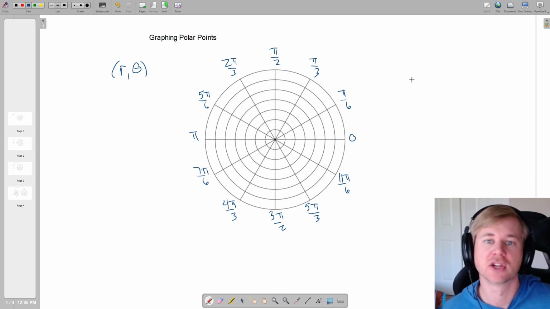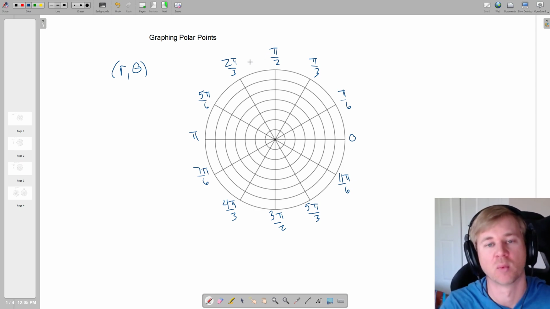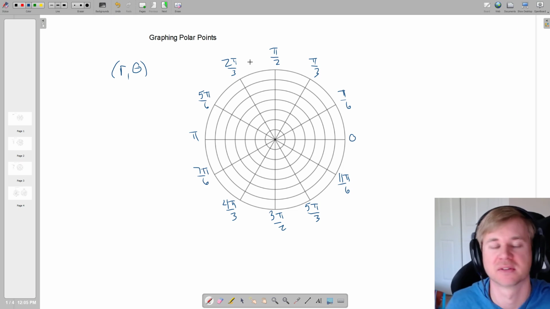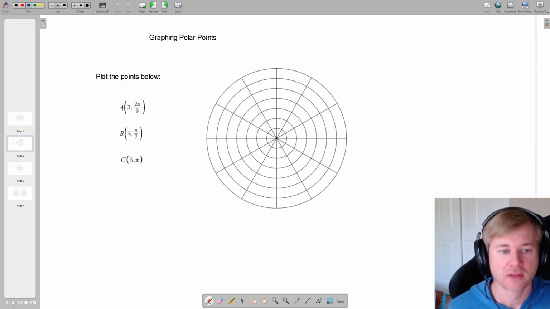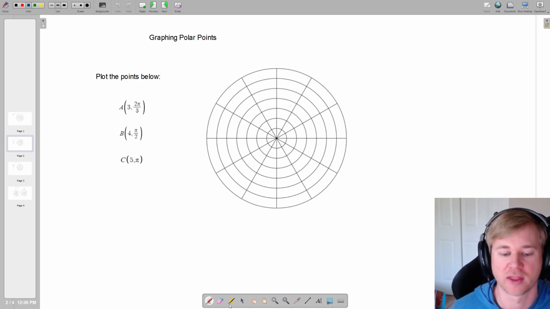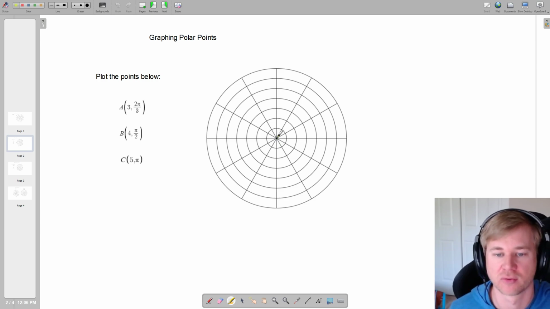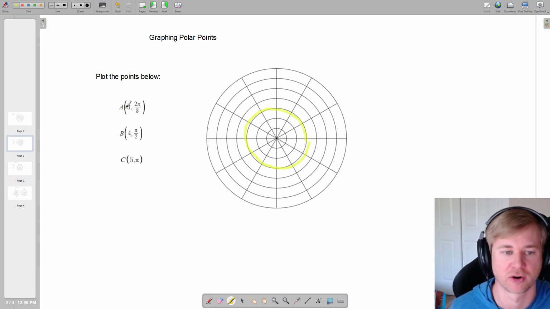So the first thing you're going to do is just think, okay, it works like the unit circle. I'm going to tell you what ring we're on and then what the angle is. When there's no negatives, it's pretty easy. So let's graph a couple points. First one, plot A: 3, 2 pi over 3. What 3 tells you is that you are on the third ring. 1, 2, 3. I am somewhere on this circle. That's what 3 tells me. So I'm on the third ring, and then I have to find the angle 2 pi over 3.